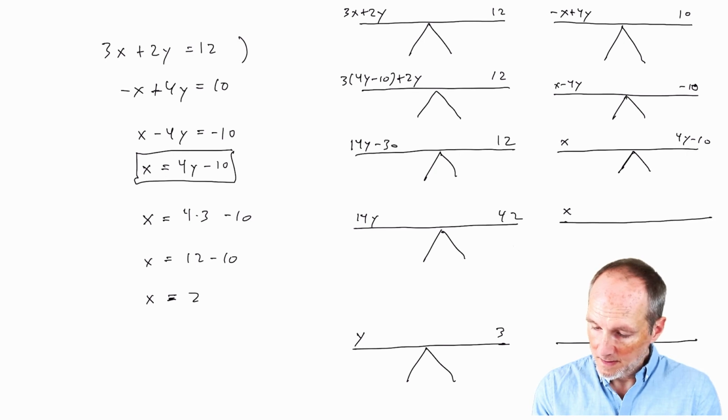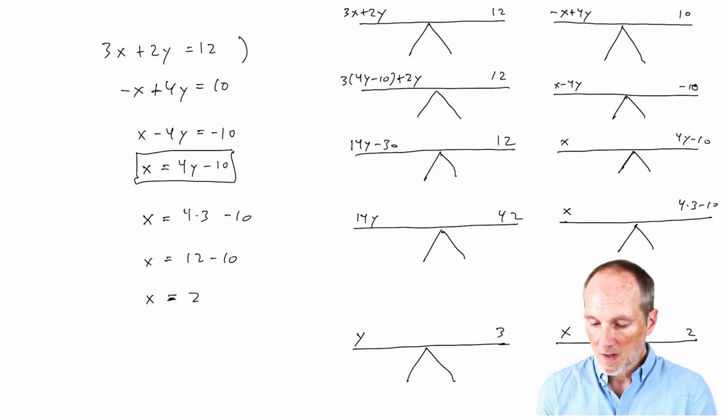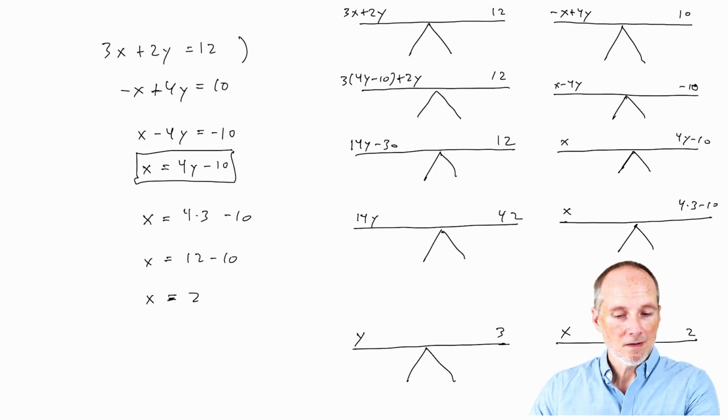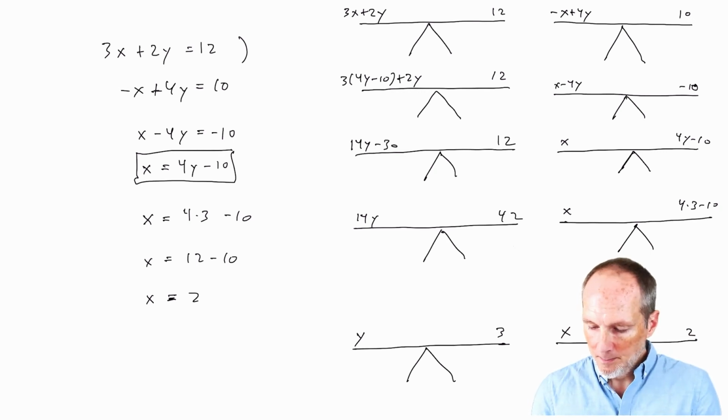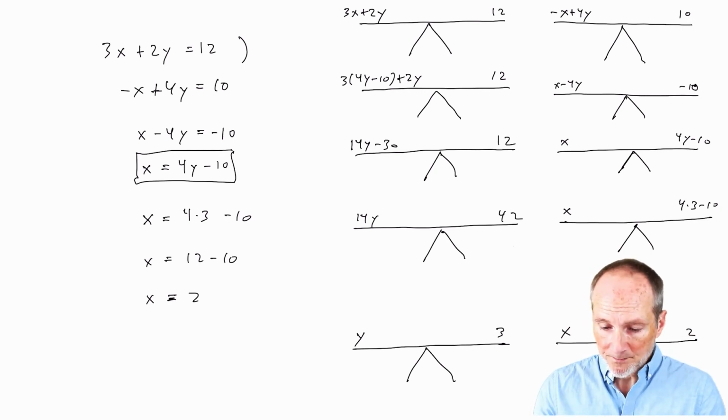So that's 4 times 3 minus 10, and then just simplifying, we get x on one side and 2 on the other. Okay, so that's how you can think about two equations and two unknowns. It's just two scales. We're doing the same thing to each side of the scale. And we now have our solution.